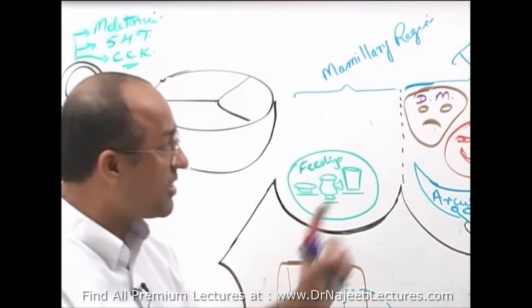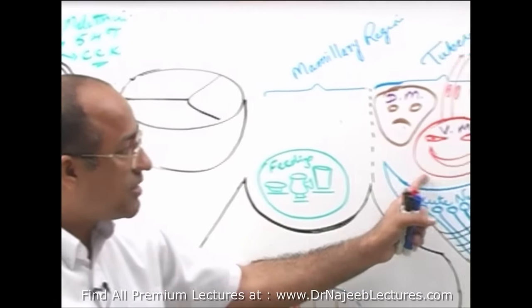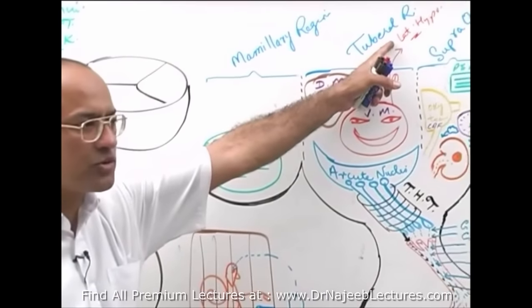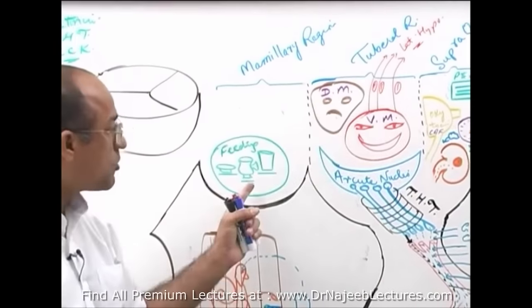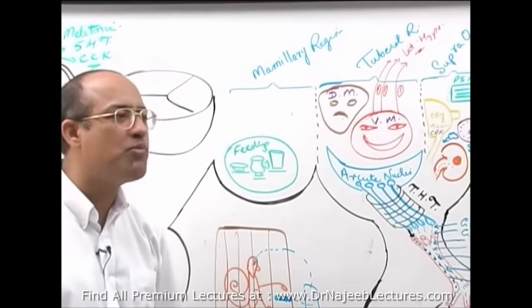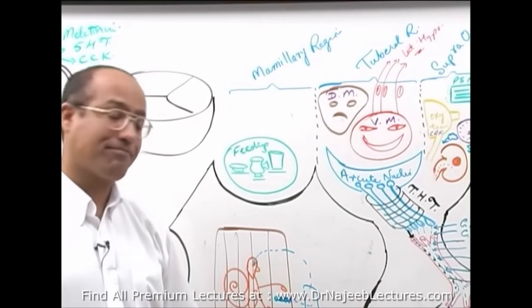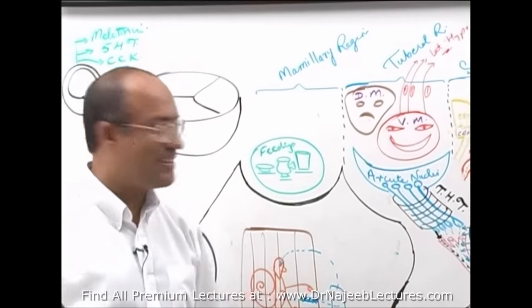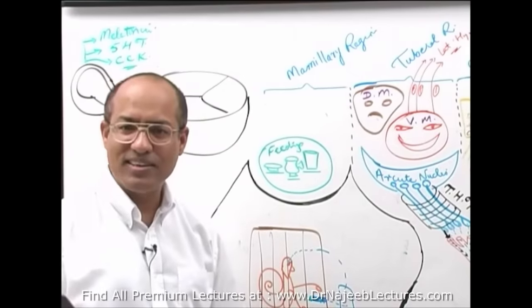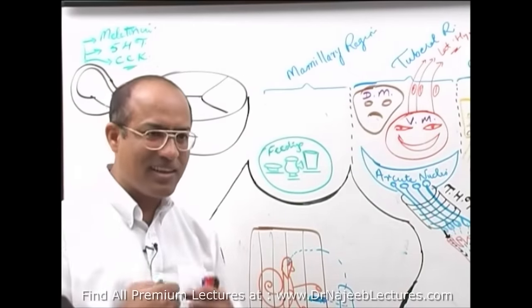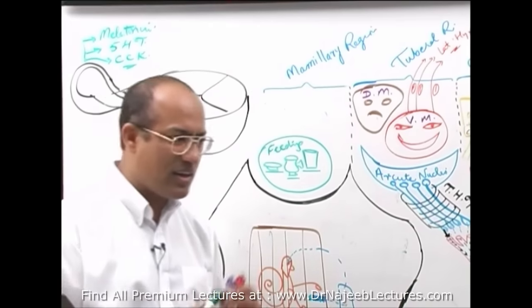Eating behavior, but listen, if you stimulate this nucleus, you stop eating. If you stimulate the lateral hypothalamus, you start eating. But if you stimulate this, you will start making the movement as if you are eating. This is the mammillary body. Am I clear? So the mammillary body controls your eating mechanisms, right?